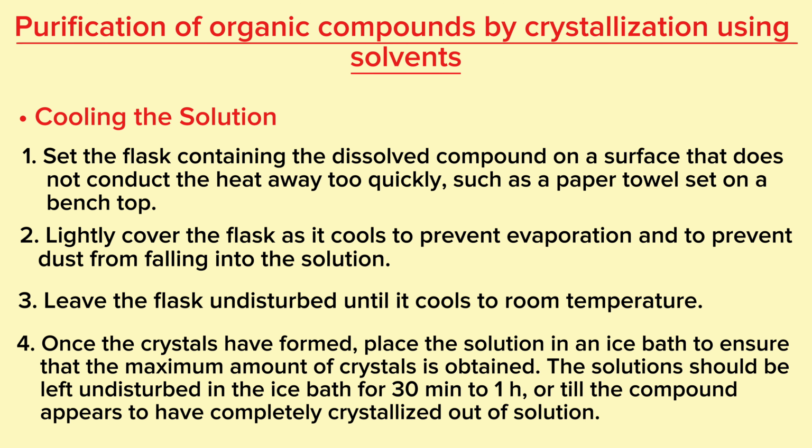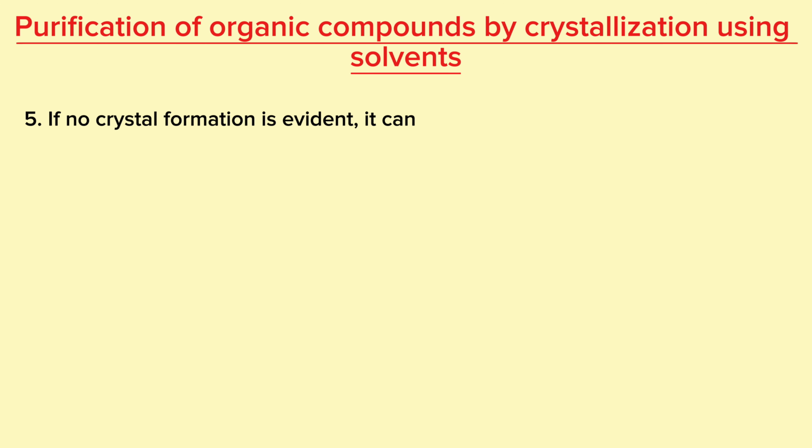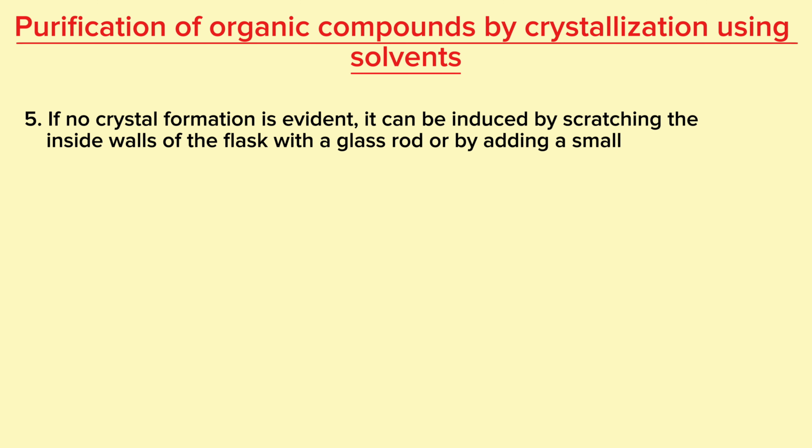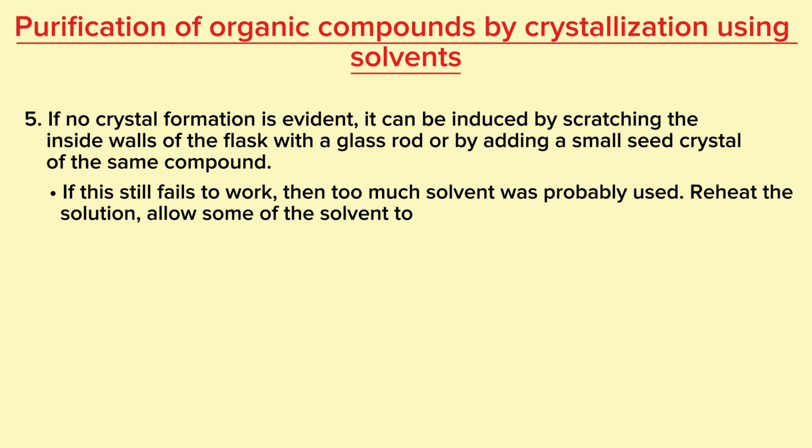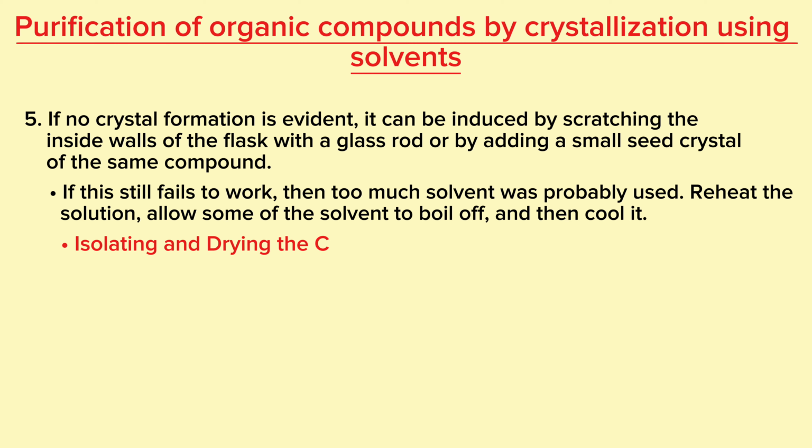If no crystal formation is evident, it can be induced by scratching the inside walls of the flask with a glass rod or by adding a small seed crystal of the same compound. If this still fails to work, then too much solvent was probably used. Reheat the solution, allow some of the solvent to boil off, and then cool it, isolating and drying the crystals.